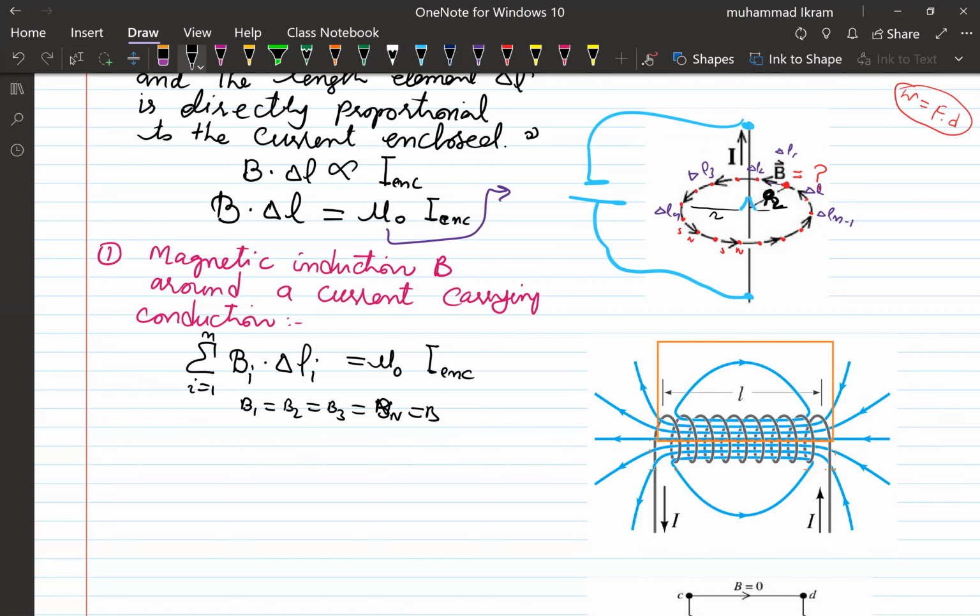The magnitude of the magnetic induction B is the same at all points, right? Because at every point it is at the same distance from the conductor along the horizontal. So I will just take this out, and what I'll be writing is B into the sum from 1 up to n of delta Li, into mu naught times the current enclosed by the circuit.